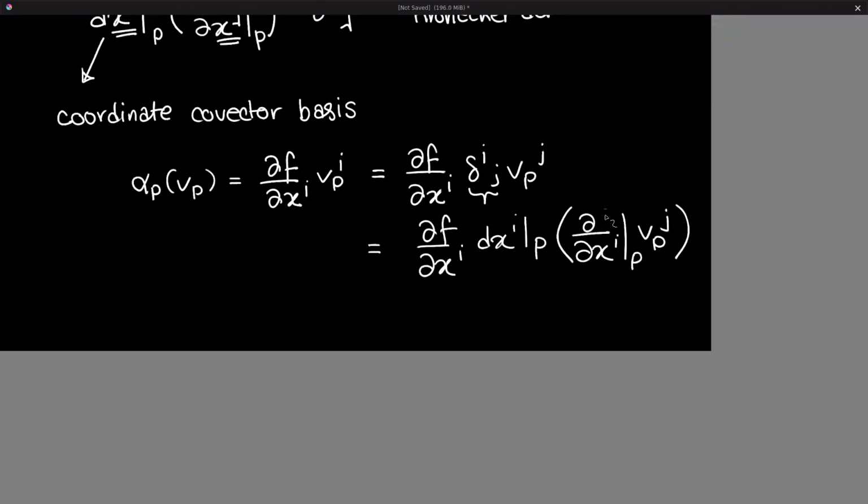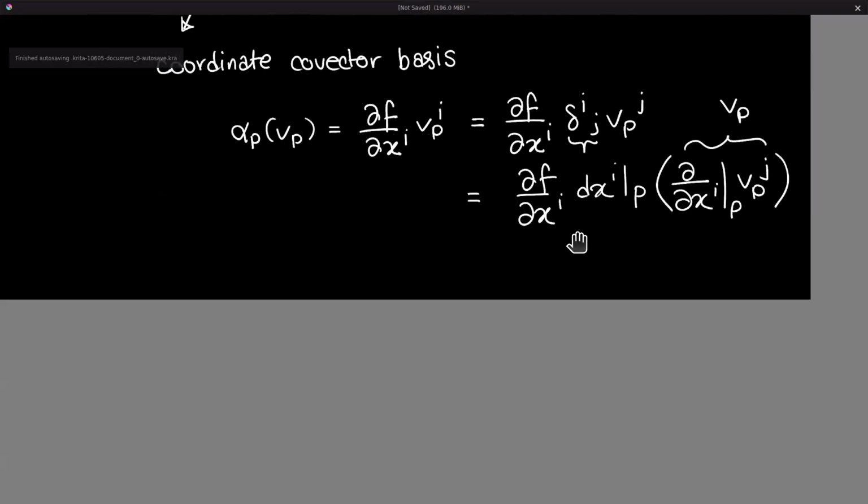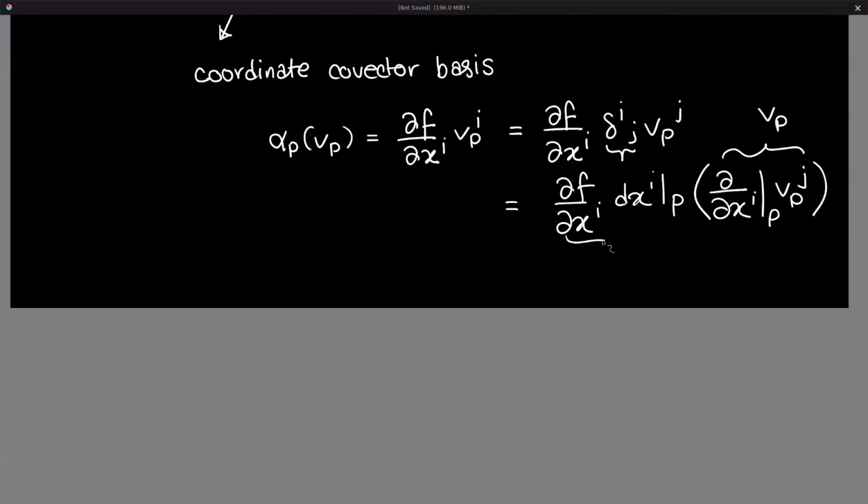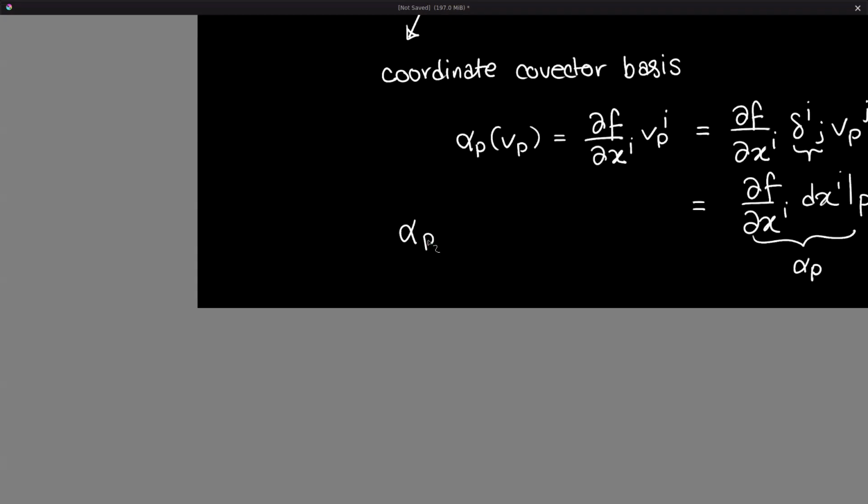partial xi at p of vp^j, right? So that's actually just vp, right? From before. So then this must mean that this is alpha p. This part is alpha p. I'm being a little loose here. The specifics are done in the notes and they're rigorous in the notes, but this is alpha p. So if we were to write alpha p and we decomposed it in terms of a basis, how would we write it? We would write it like this.